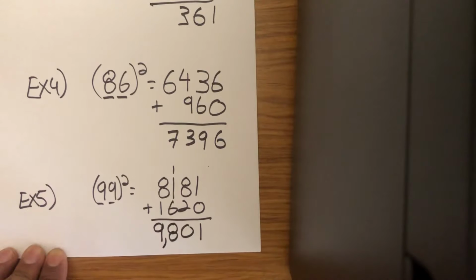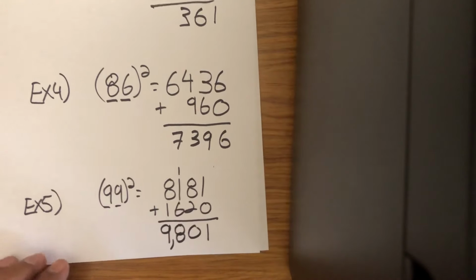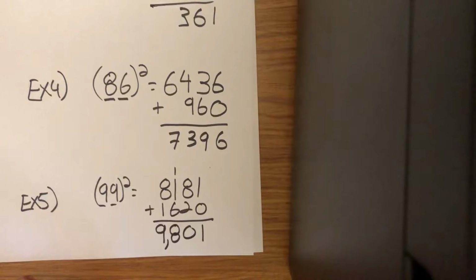So 9,801, okay? So it's a great technique. It makes it a lot easier. And it kind of gives some insight into the algebraic square of a binomial, okay? Good job.